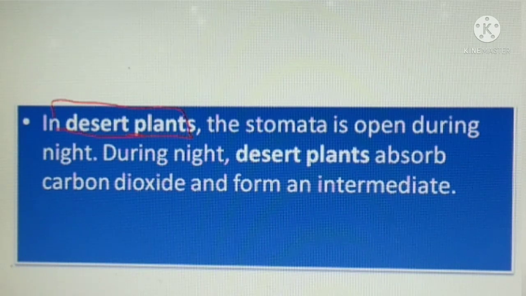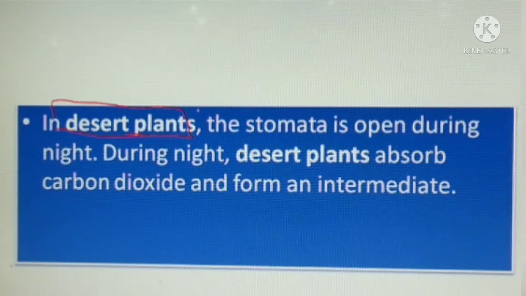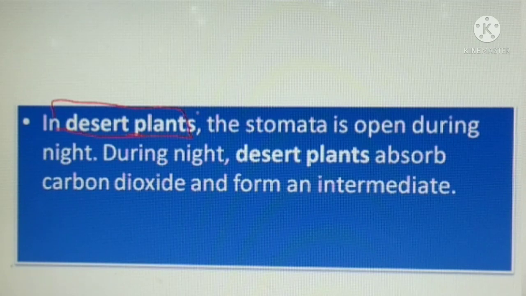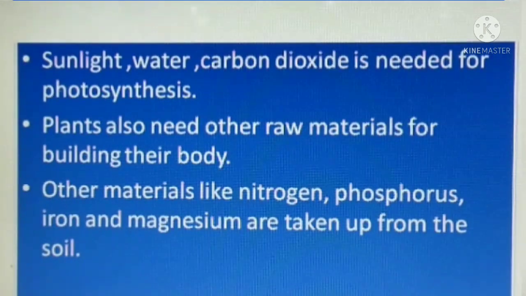Because during daytime, through this stomatal pore there is a tendency to lose water from the plant. So for preventing the loss of water, during daytime the desert plants' stomatal pore is always closed, and during night time they will exchange the gases and store the carbon dioxide in their body, and during daytime with the help of sunlight they will use that carbon dioxide for preparing their own food. So we already studied that sunlight, water, and carbon dioxide are needed for photosynthesis.